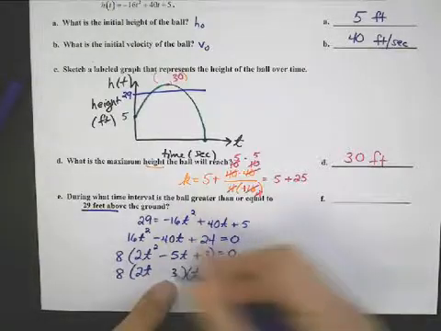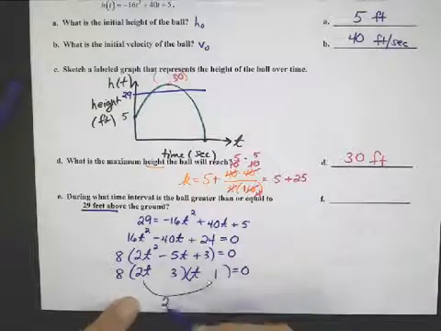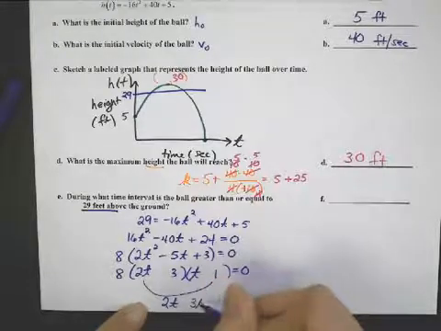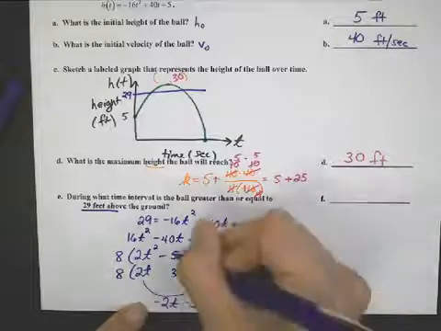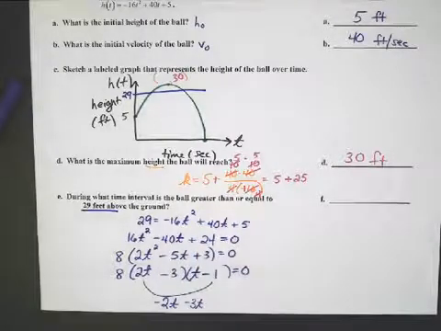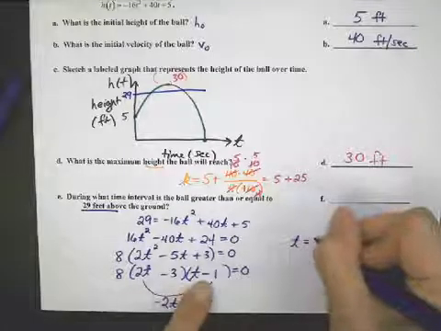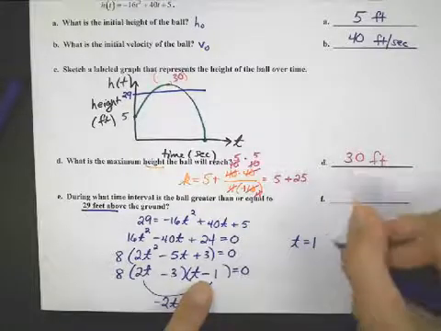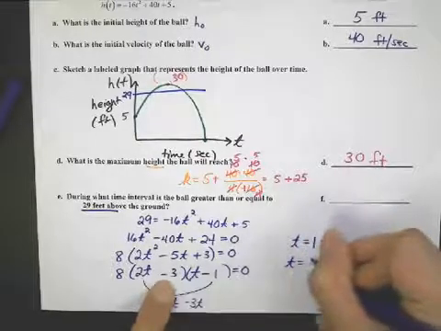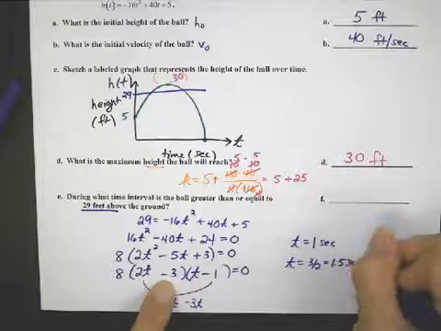Let's see, if I put the 3 here and the 1 here, the outers make 2t, and the inners make a 3t. Well, if they were both negative, that would make a negative 5t, and a negative times a negative would make a positive. Perfect. So it looks like the answers: t equals 1 second, and t equals 3/2, or 1.5 seconds.